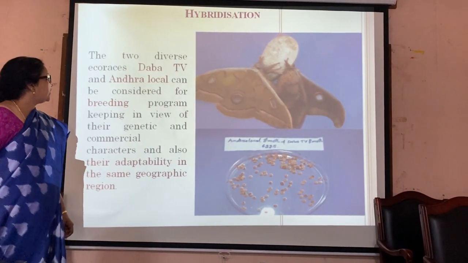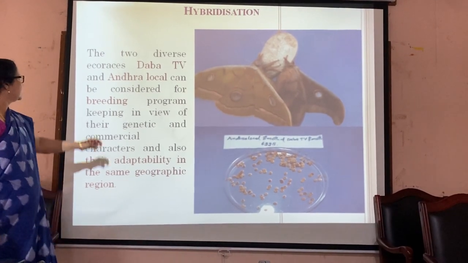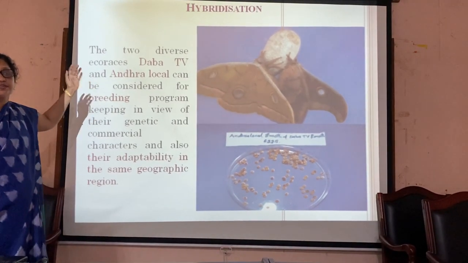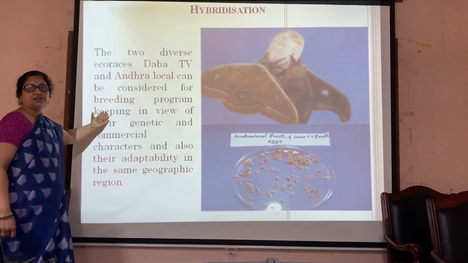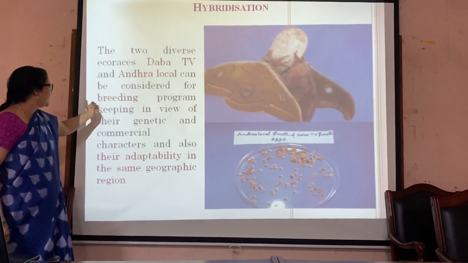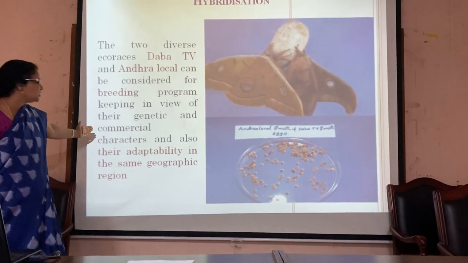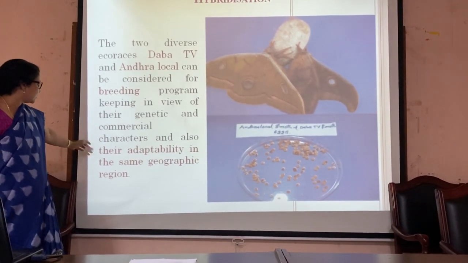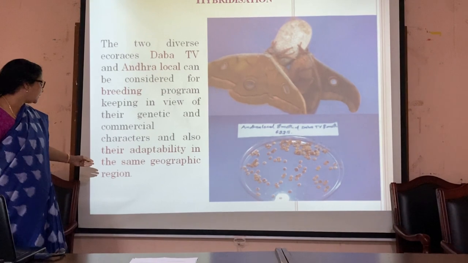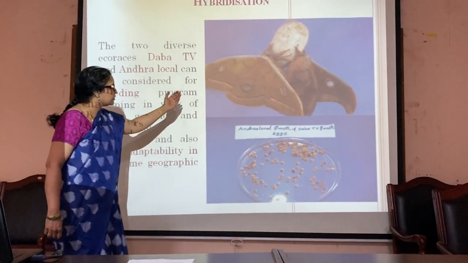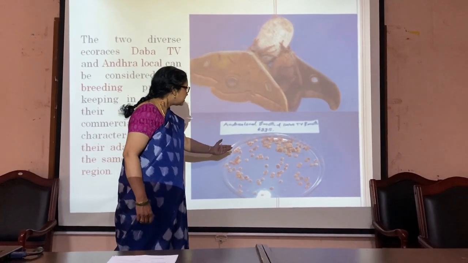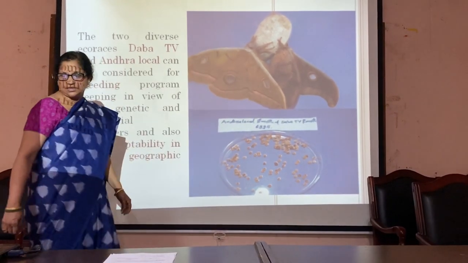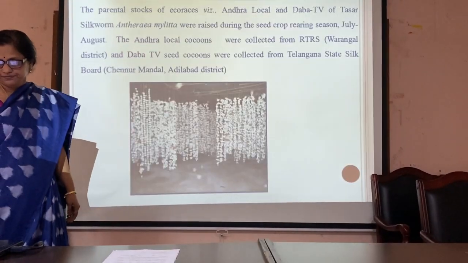So here we have done the hybridization experiments. Two diverse varieties, that is as I told you, Daba Devi and Andhra local ecoraces, are considered for the hybridization experiment, that is the breeding program, keeping in view their genetic and commercial characteristics, such as the adaptability in the same geographical ecoregions. So here you can see the coupling, and these are the eggs laid by this procedure.